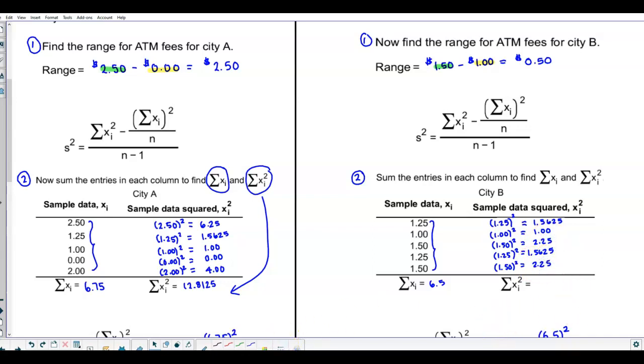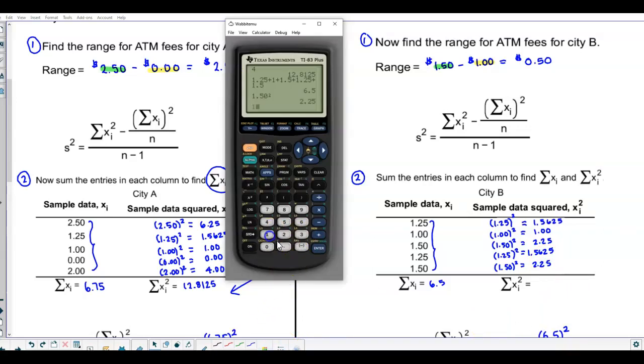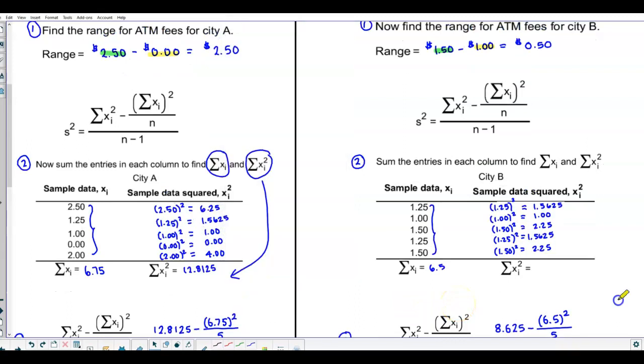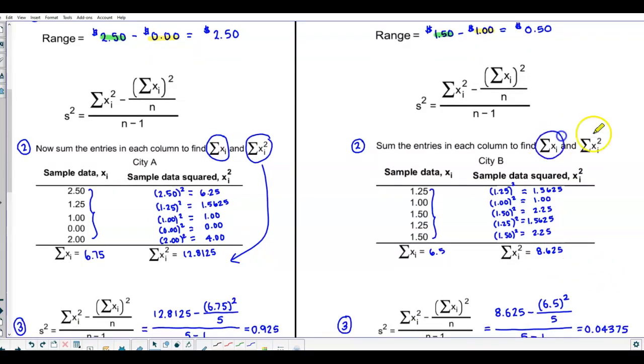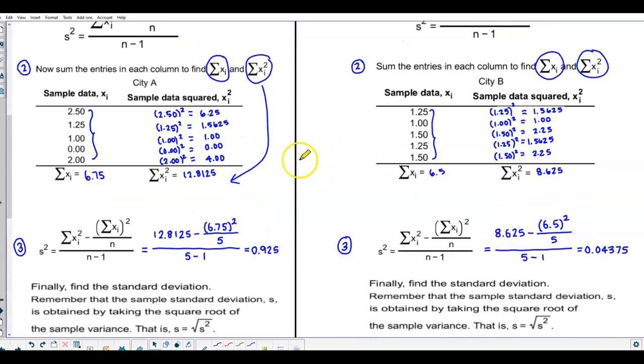So let's go ahead and then add those numbers. So we have 1.5625 plus 1 plus 2.25 plus 1.5625 plus 2.25. And so that gives us 8.625. So we were able to find the sum of this and the sum of this. And now we're going to plug these numbers into our formula.